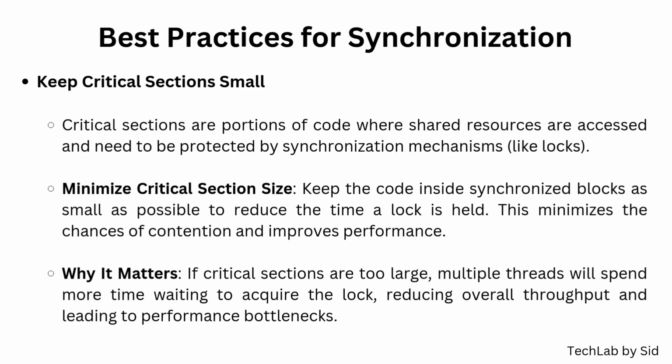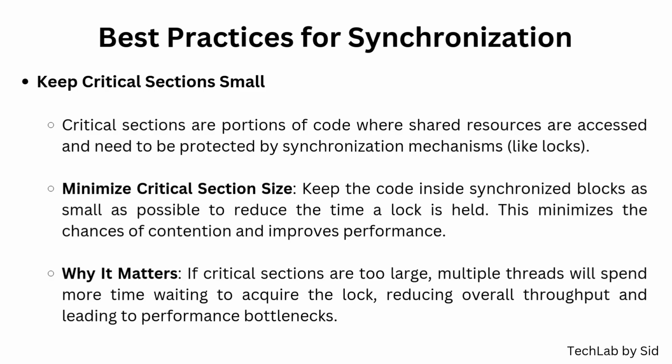Best practices for synchronization. Keep critical sections small. Critical sections are portions of code where shared resources are accessed and need to be protected by synchronization mechanisms, such as locks. To improve performance and reduce the chances of contention, it's essential to minimize the size of critical sections. By keeping synchronized blocks as small as possible, you reduce the time a lock is held, which minimizes the waiting time for other threads and enhances system throughput.